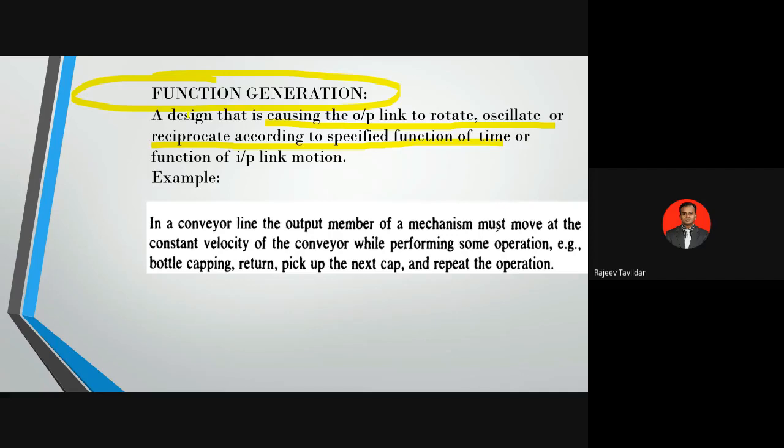So the example over here is, if you take a conveyor belt or a conveyor line, here the output member, that is nothing but the conveyor belt, is required to move at a constant velocity, okay, while performing some operation like bottle capping, return, pickup, etc. So the movement of the belt at a constant velocity, or even the movement of the belt with an intermittent motion, is nothing but the function that is desired. So the movement of this falls under the function generation category.